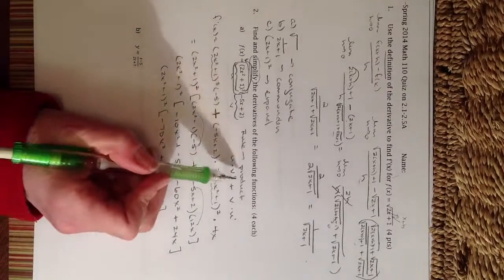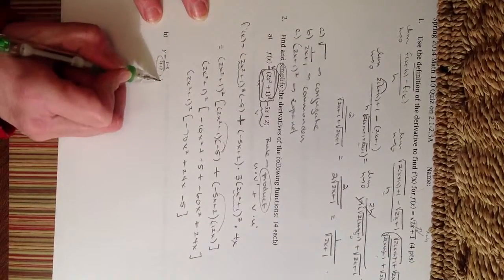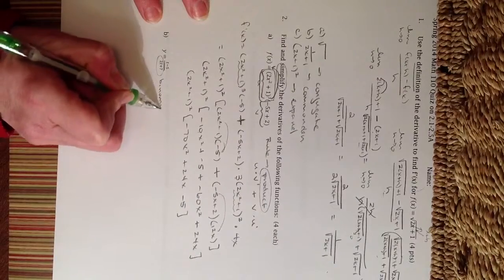Again, the beginning of the whole thing is: what rule am I going to use? And the same thing is true on 2b. For 2b, you have to look at that and say, I need the quotient rule. And I know I need the quotient rule because this is a binomial and I can't simplify it to avoid it.